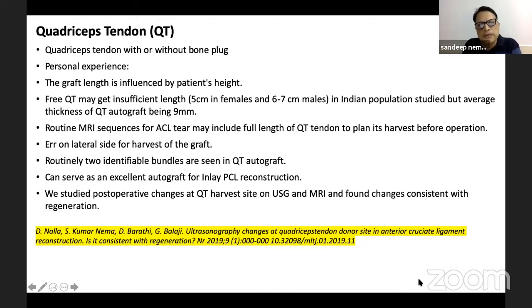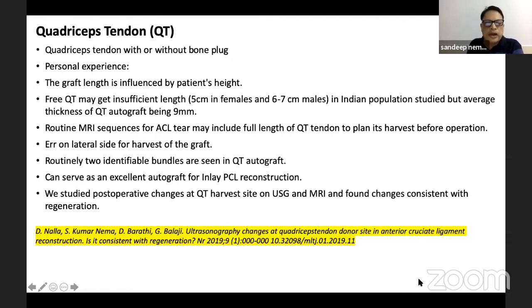Then for the routine MRI sequences which you use for imaging the ACL, we recommend including the full length of the quadriceps tendon to plan its harvest before the operation. That's what we will say. Then while harvesting, you err on the lateral side for the harvest of the graft, because there you will get the full length of the tendon.